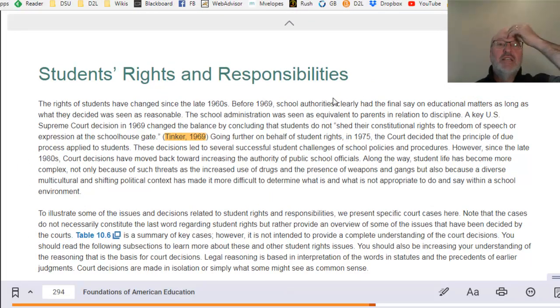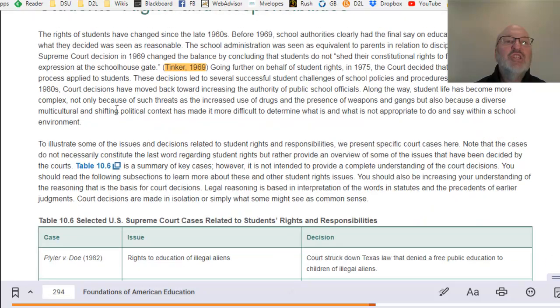Things have changed since the 60s. Students' rights, going further on behalf of students' rights. The biggest case ever was Tinker in 69. Going further on behalf of students' rights, the federal court decided that the principle of due process applied to students. These decisions led to several successful student challenges to school policies and procedures.